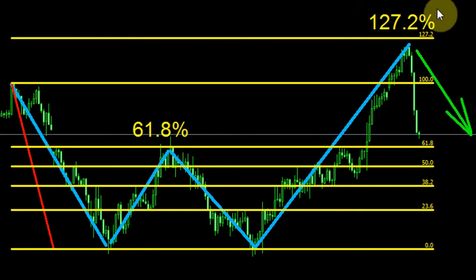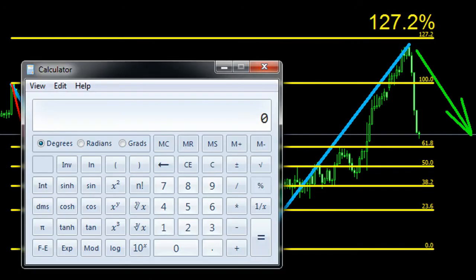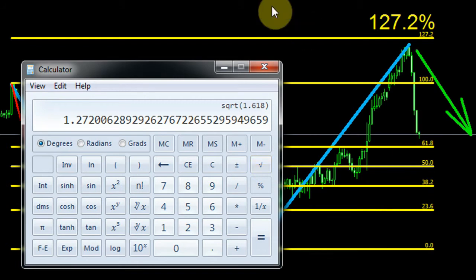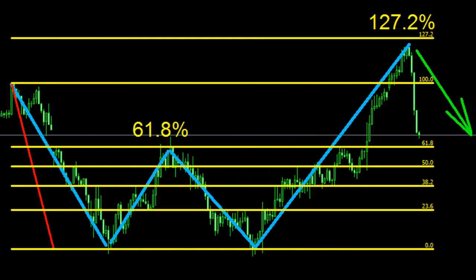So how do we get 127.2 from the Fibonacci ratio? Well, if we bring up the calculator and type in 1.618 and take the square root of that, you'll see that the square root of 1.618 is actually exactly 1.272. And that again is not a coincidence. That is where all the mystery comes in.